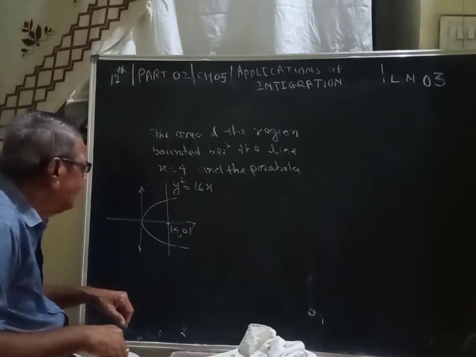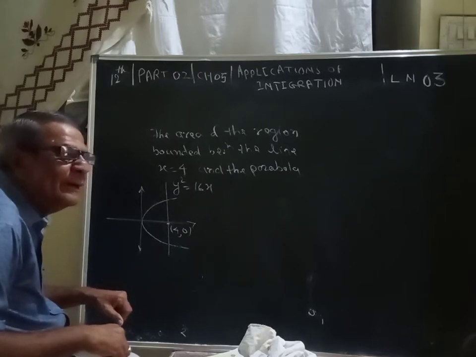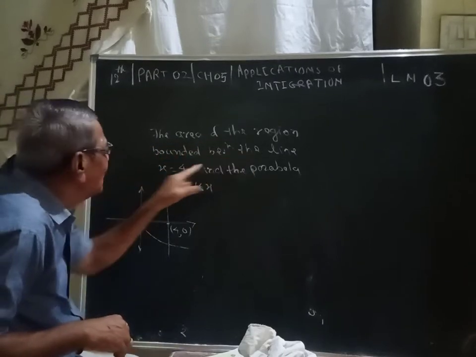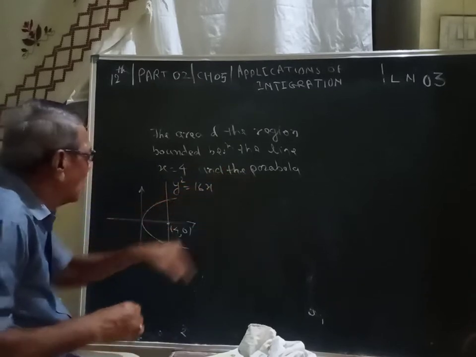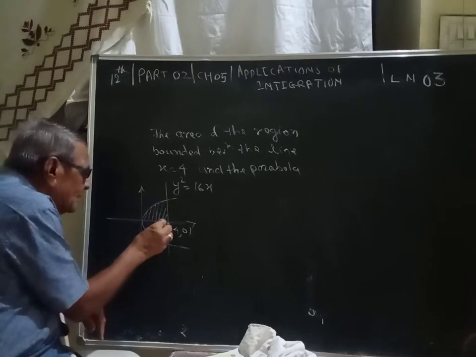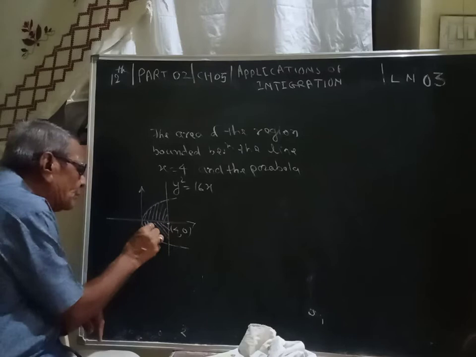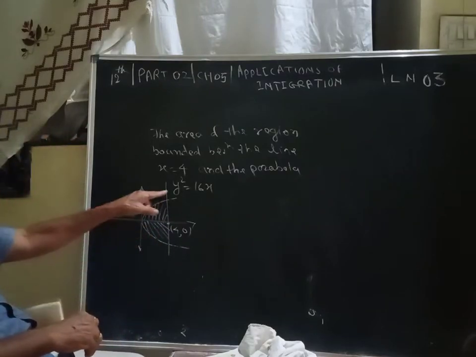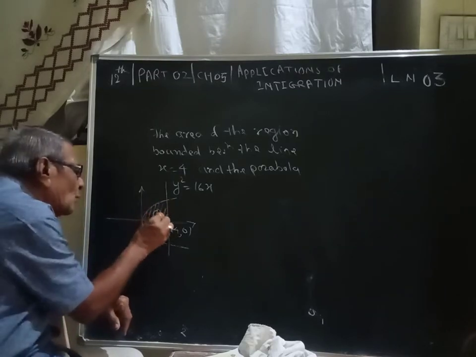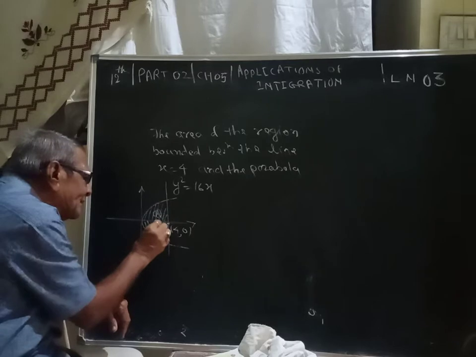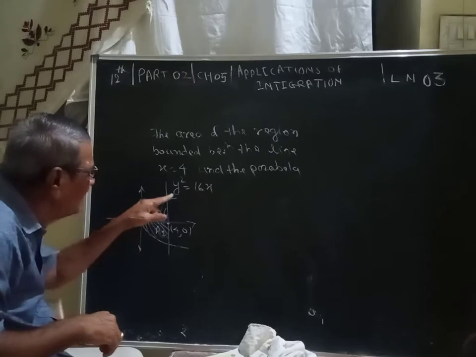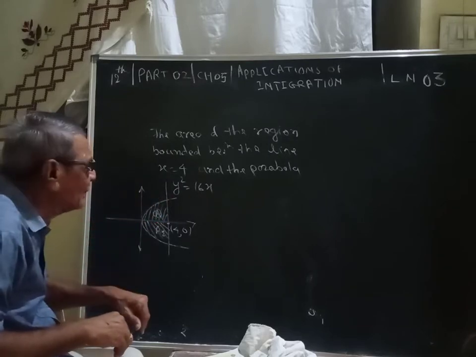Now we are interested in finding out the area of the region enclosed between the line x is equal to 4 and the parabola. That means we will have to find this as well as this area. This is the area which is included between this parabola and the line x is equal to 4. So this area and this area is again equal. Let us call it A1 and this is A2. And when A1 is calculated, just double it. We will be getting the area between the parabola and this line.